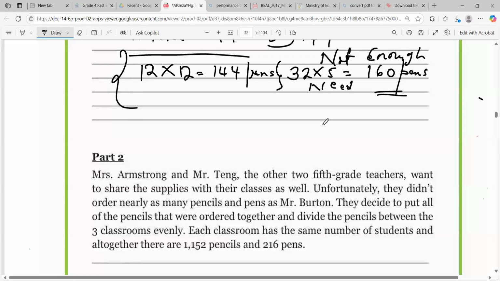Now look at this part, guys. Make a note of all of those things that they're giving you. Each classroom has the same number of students, and altogether there are 1,152 pencils and 216 pens. So make a note of all of that, please, before we go down to the task, all right?